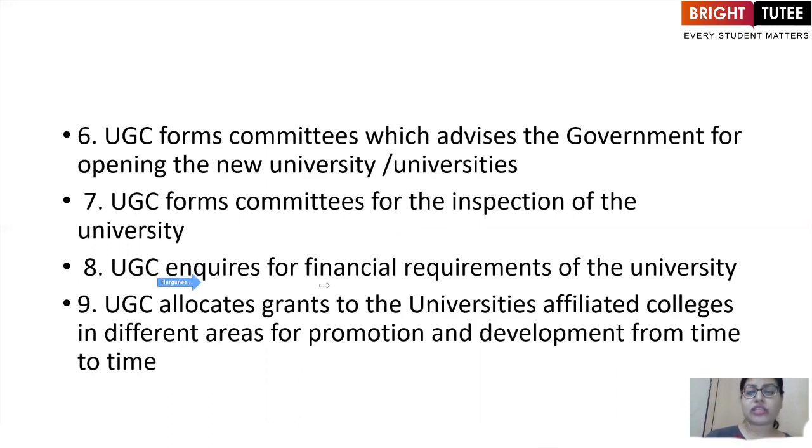UGC inquires about the financial requirements of different universities. It inquires, and then they are the final decision makers on how much they would want to give in terms of grants. So it allocates grants to the universities' affiliated colleges also, so that development can happen in these colleges as well.